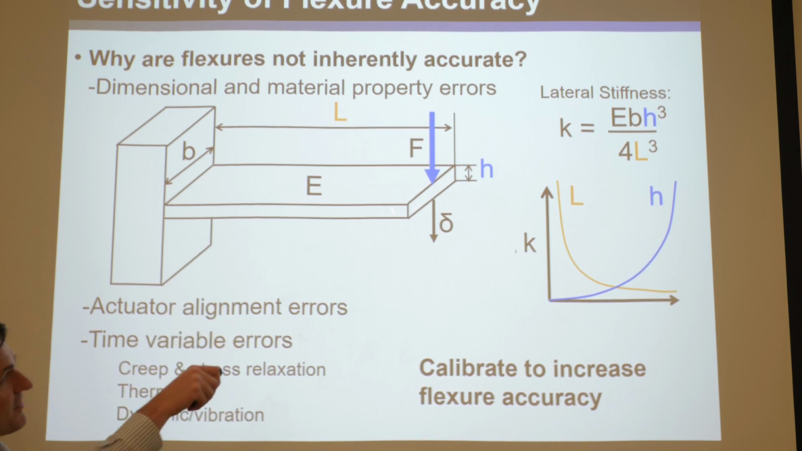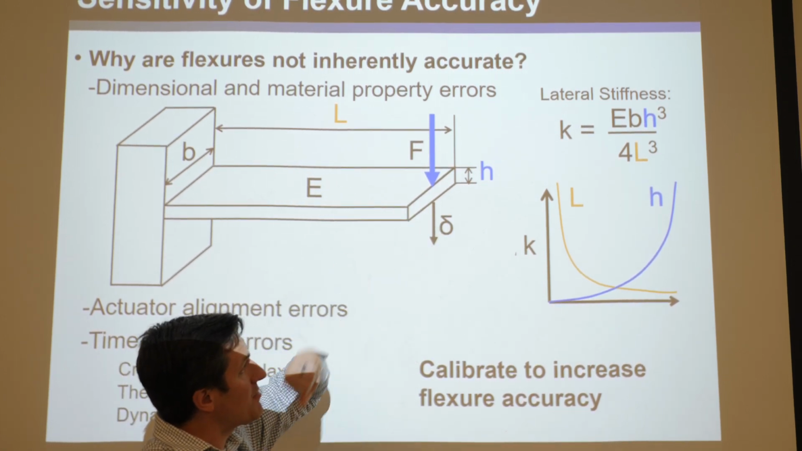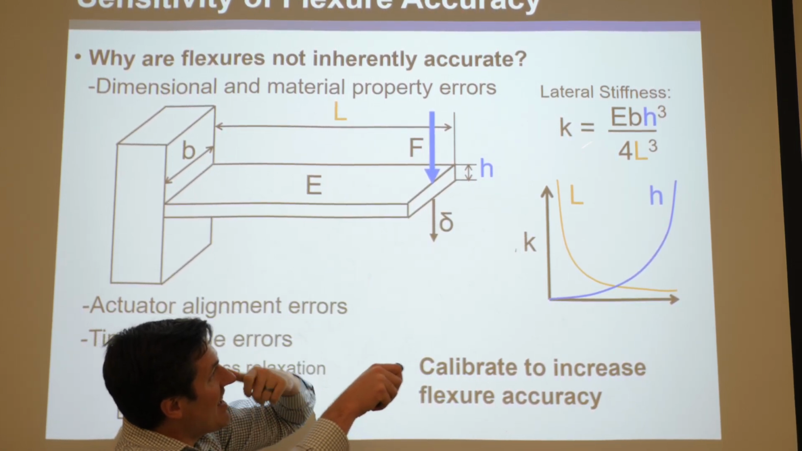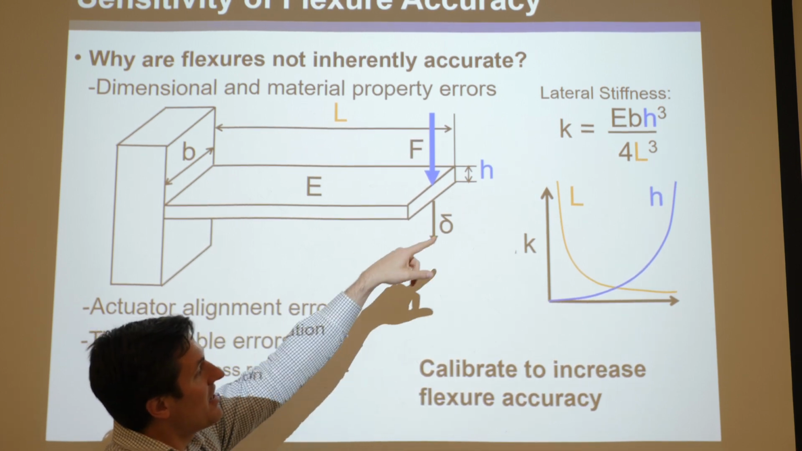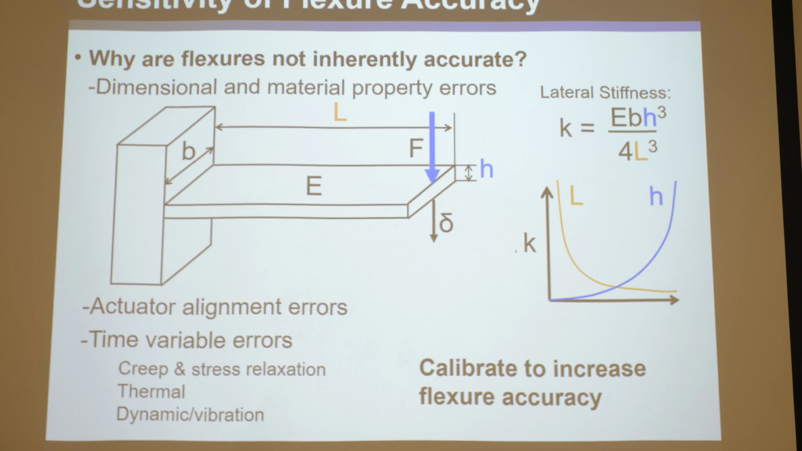Say, by the way, the stiffness of this: if you push on it with a force here and it displaces, the relation between the force and displacement is the stiffness, and that's E, the modulus, times B H cubed divided by 4 L cubed. You can look that up. That's just beam bending theory. So that's the stiffness, and you could say, okay, I want to design that stiffness, so you carefully calculate the B, the H, the L.